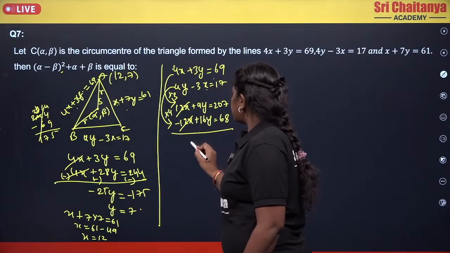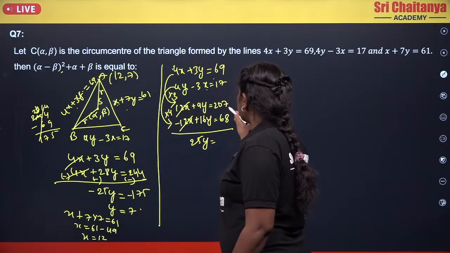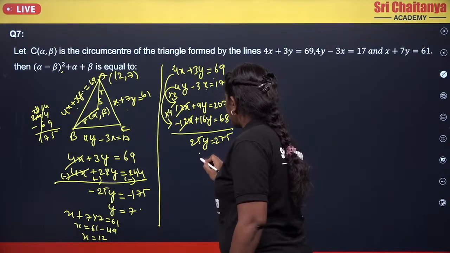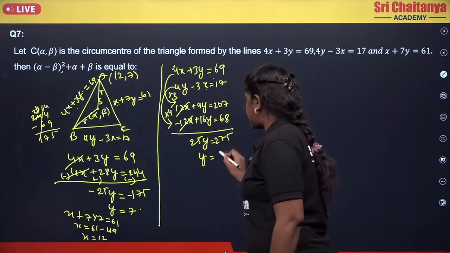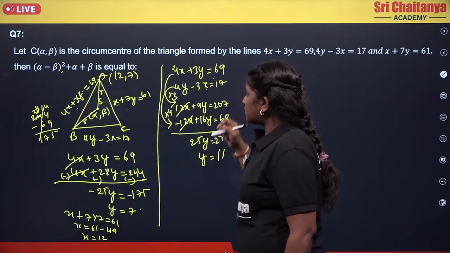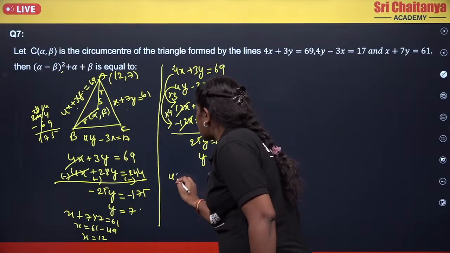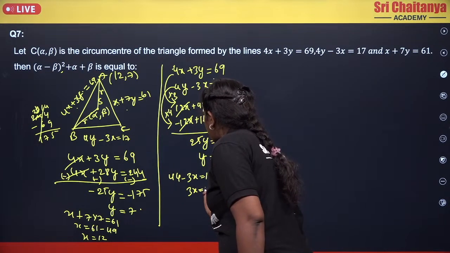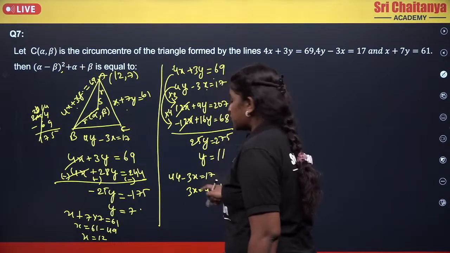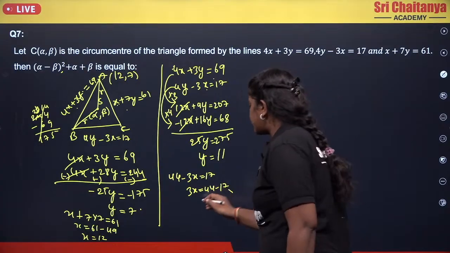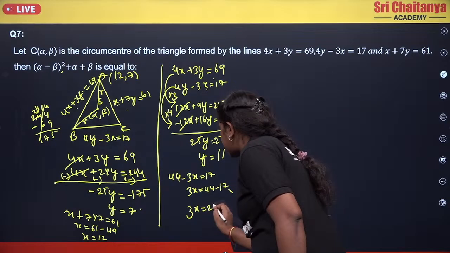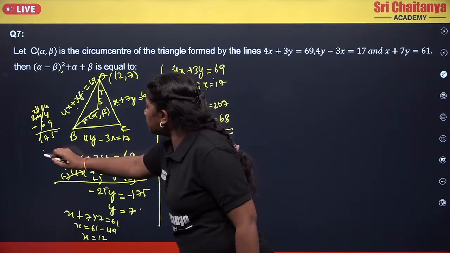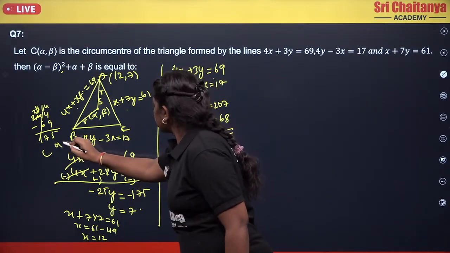Now if you simplify them, we will be having 25y equals 275. Now y equals 11. Okay, so we got y equals 11. Now place that here. So 44 minus 3x equals 17. So 3x equals 44 minus 17, which is 27, and from there x equals 9. So we got the coordinates of our point B as 9 comma 11.